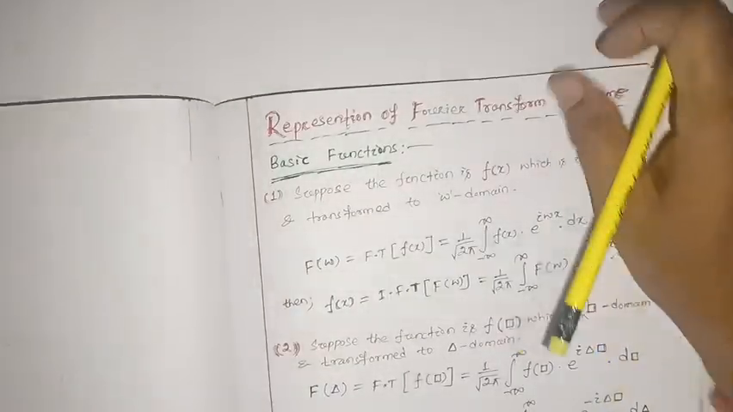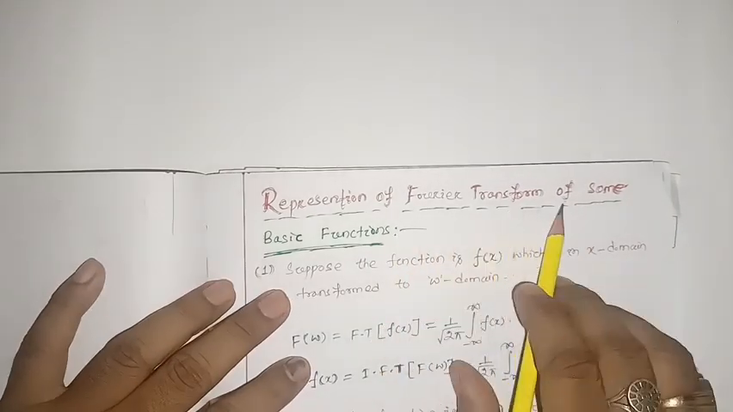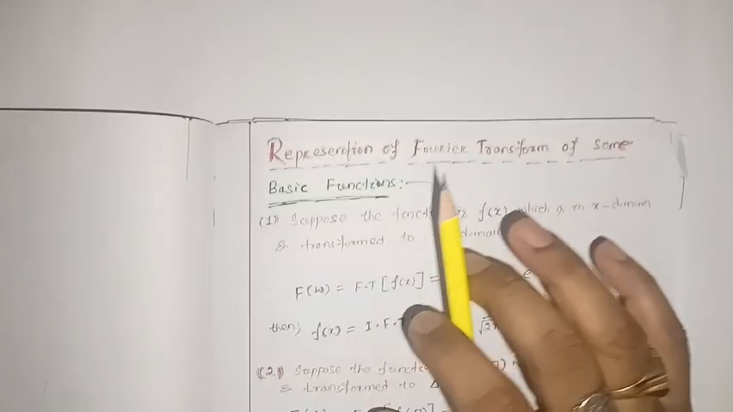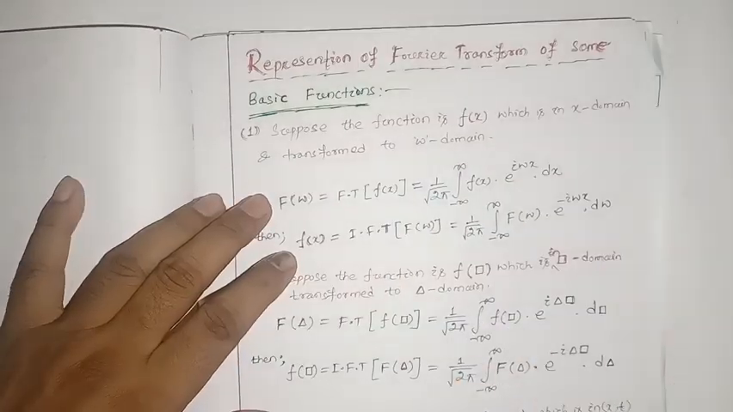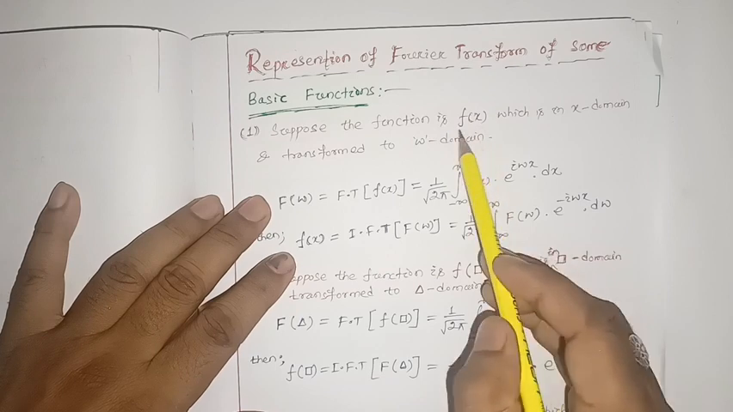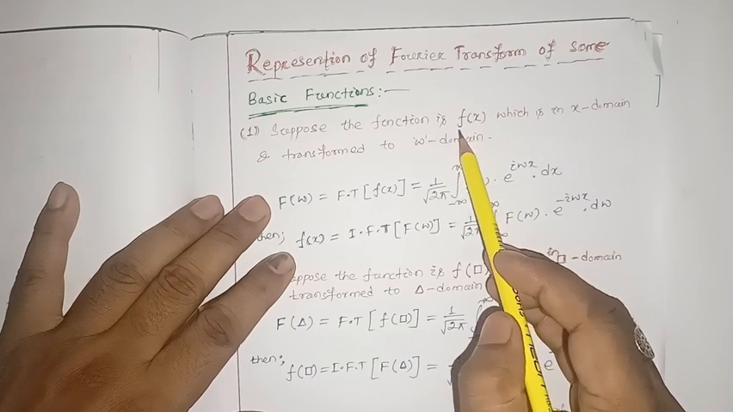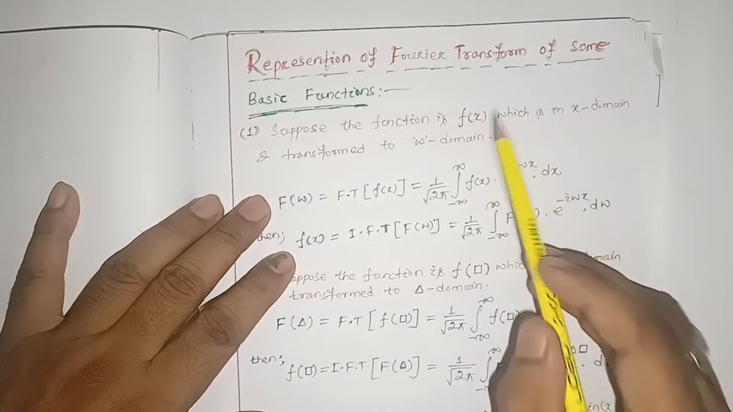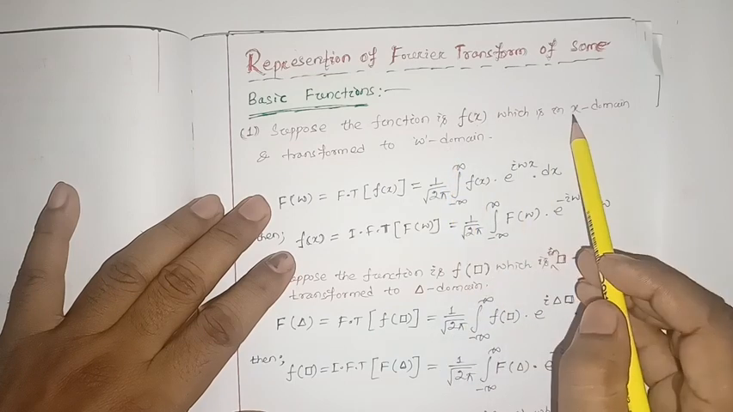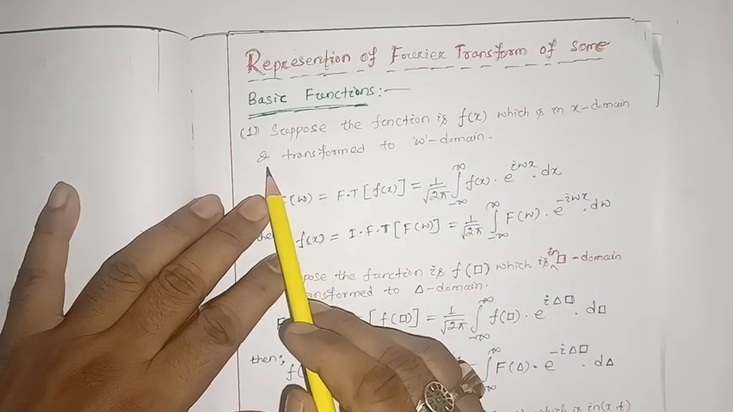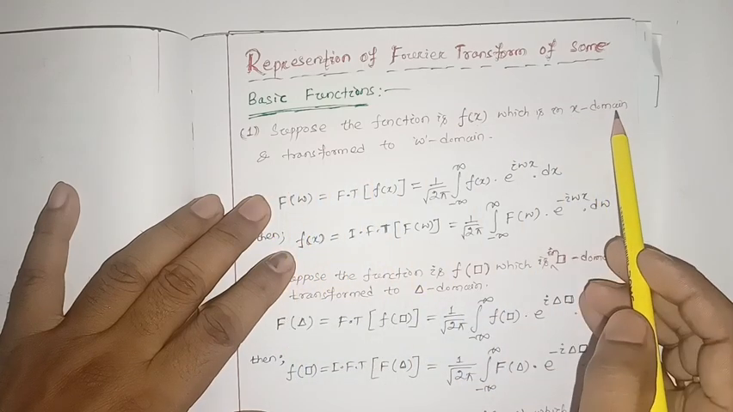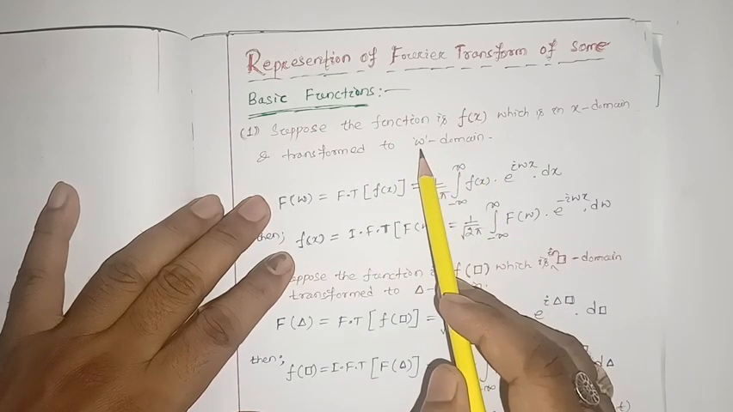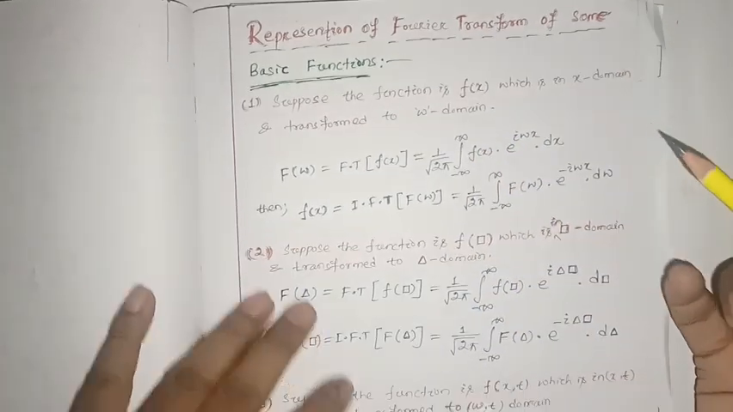Now I am going to represent the Fourier transform of some basic functions, which will make your idea clear. Suppose we have a function small f of x, in the x domain, and it is transformed to the small omega domain. Then how are we going to write it?